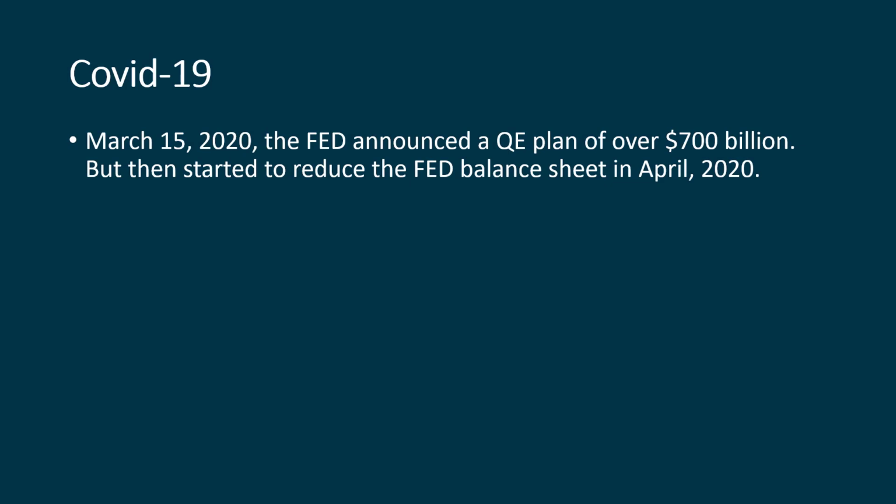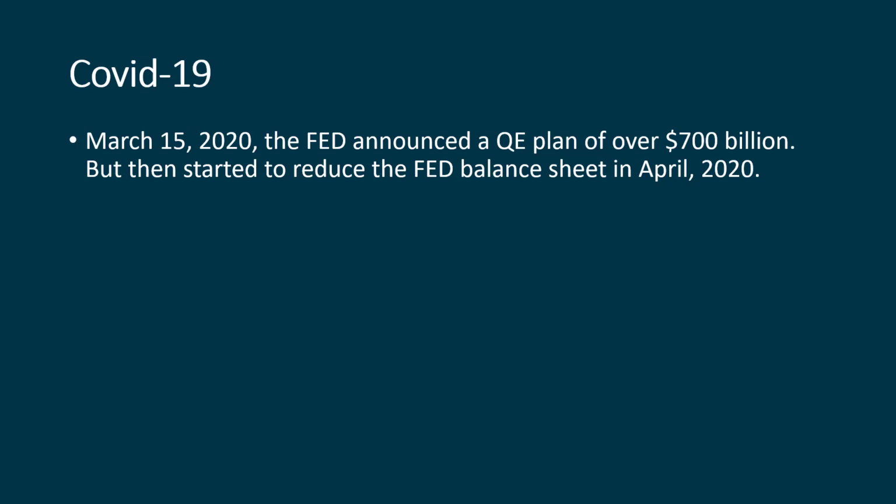Then we have the COVID-19 pandemic. March 15th of 2020, the Fed announced a QE plan of over $700 billion. That's a lot of money. We're getting to the point where this is happening so often, and the numbers are into the trillions now, that it's like, what's another $1 trillion? We've lost sight of just how much that is.